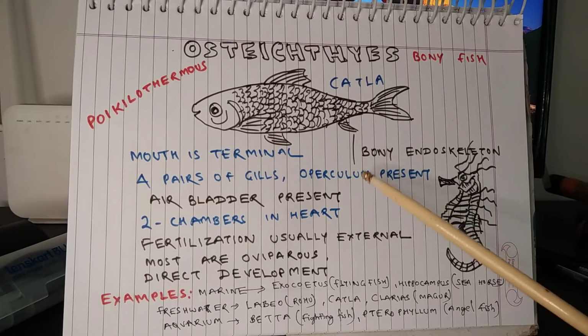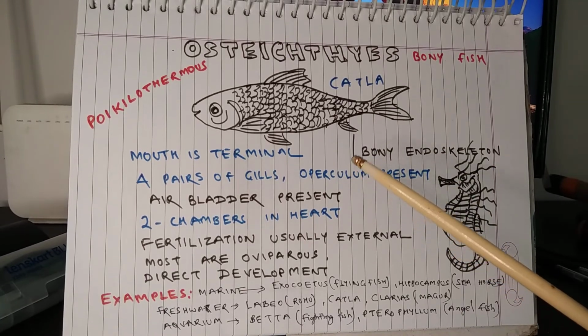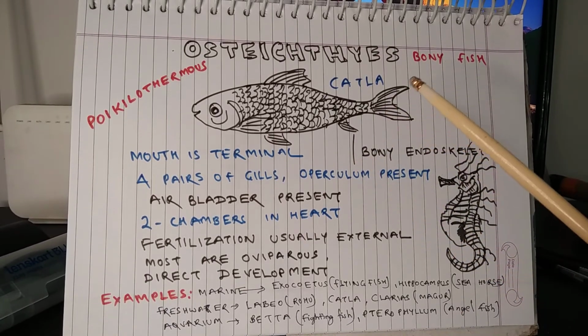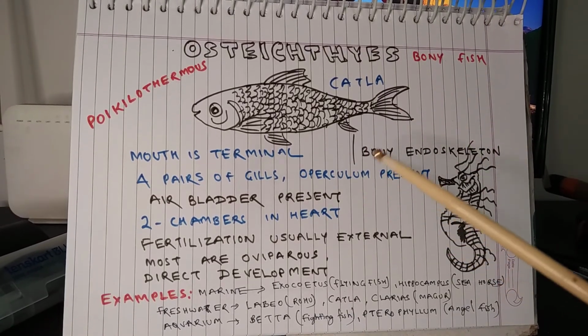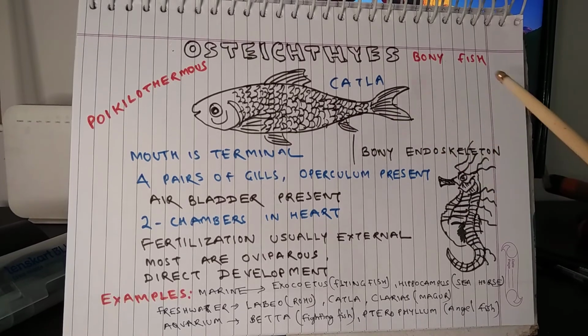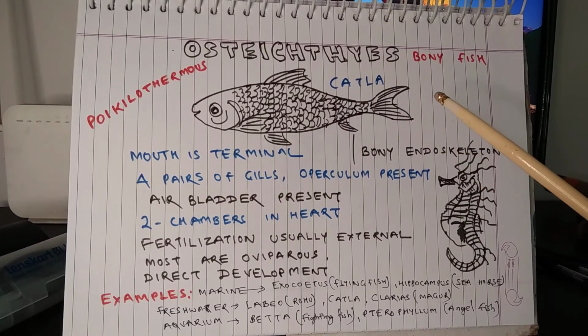Air bladder is present in these fishes, and so they do not have to swim continuously in order to float on water. The heart of these animals has 2 chambers. All the fishes have 2 chambers in their heart, one is the auricle and another is the ventricle.